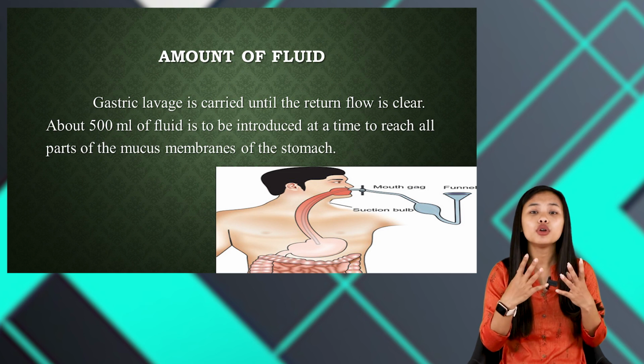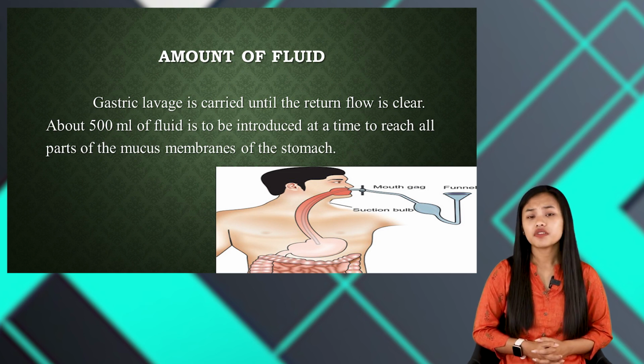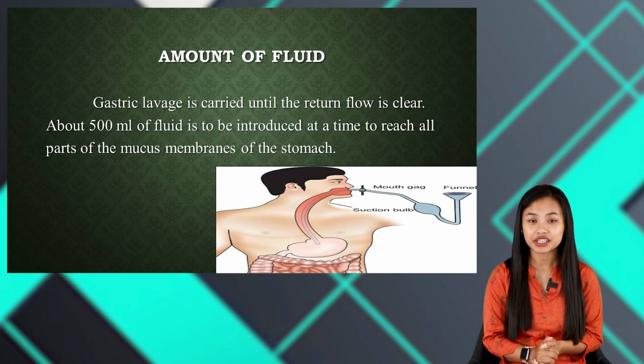So for example, if the poison has a depressive action, the physiologic antidote will have a stimulating effect on the body. So if the poison is identified, then we can use any one of these three antidotes. So these are the various solutions which can be used in gastric lavage. Since we know about the solution, we also should know about the amount of fluid which can be provided.